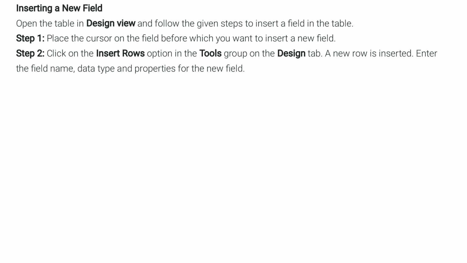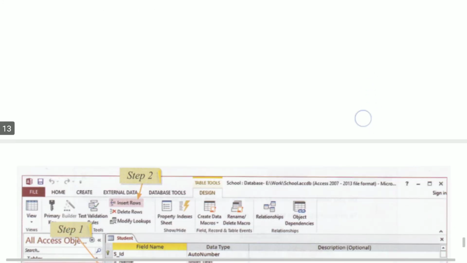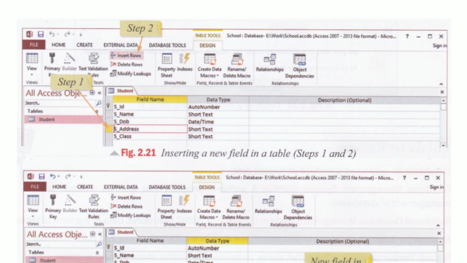In a table, if we want to insert a new field, we can insert it. You can see the figure on the screen. Suppose there is a table created already and we have to insert a new field in between. As you can see on the screen, there are 5 fields named SID, SName, SDOB, SAddress and SClass. Between the SDOB and SAddress fields, if we have to insert a new field, we can do it.